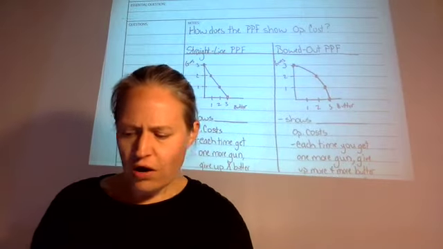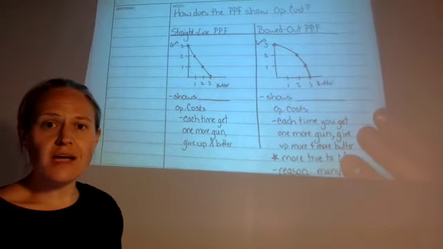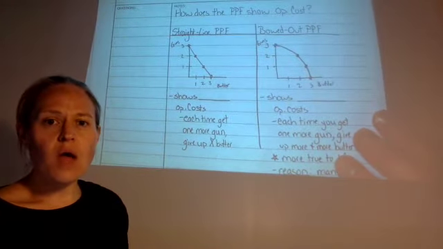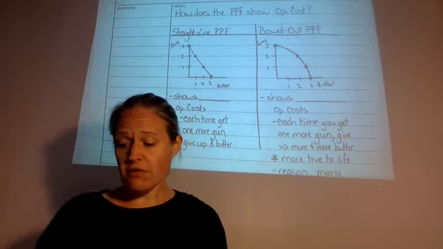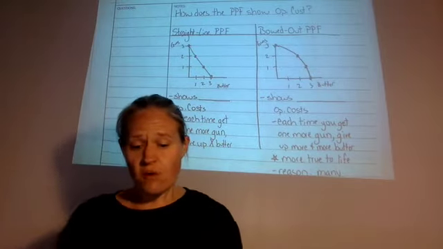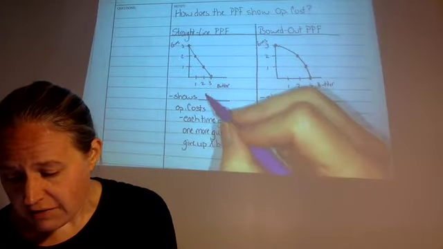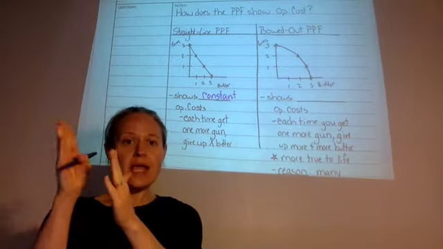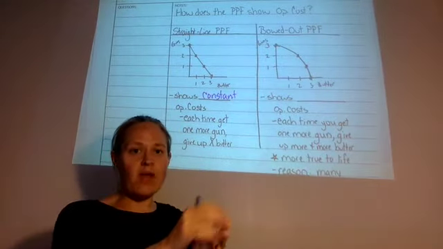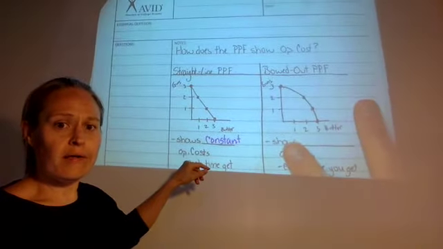All right. So our question here is, how does the PPF show opportunity cost? This was gone over in the other videos, and we're going to go over it again here. So the straight line PPF shows constant opportunity cost. Constant means that it's always the same.